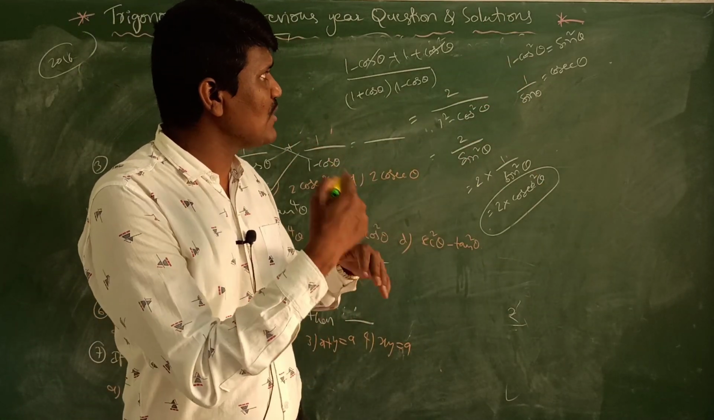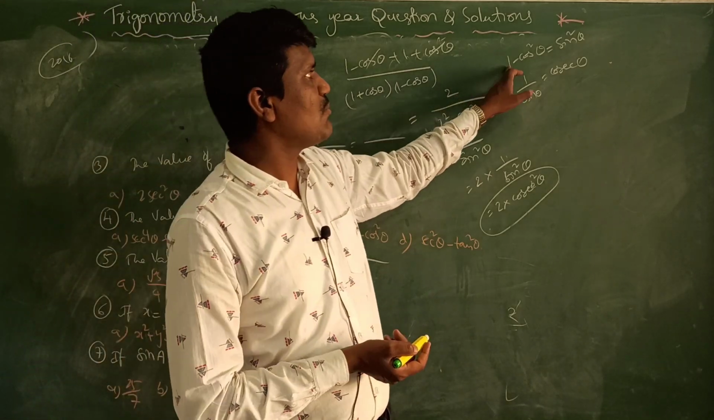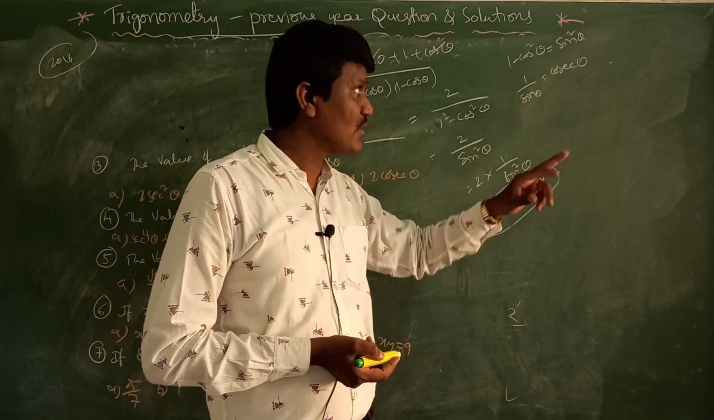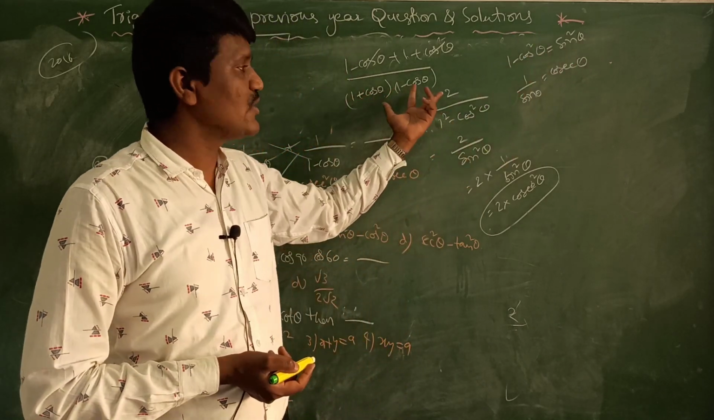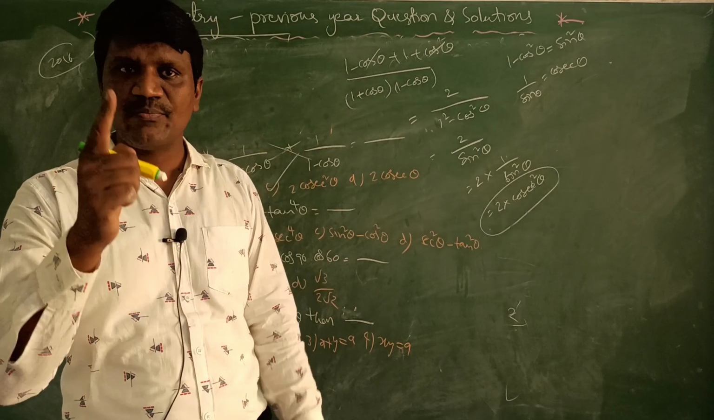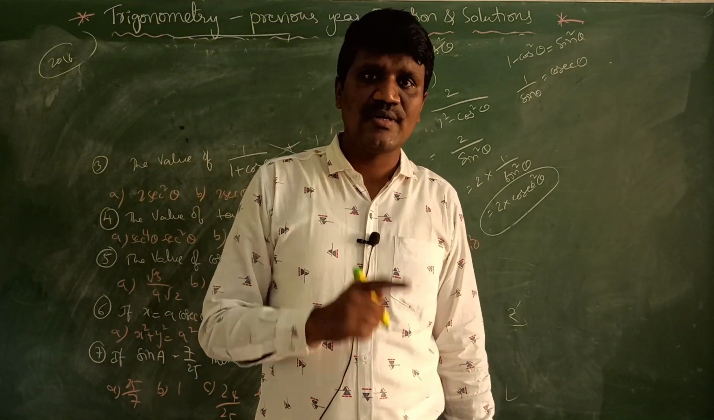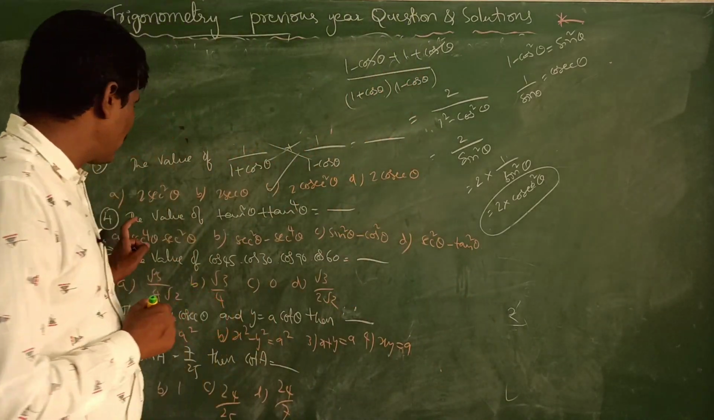So here how many formulas have we used? We have used the formula 1 minus cos square theta is equal to sin square theta. We have used the formula 1 by sin theta is equal to cosec theta. We have used the a plus b into a minus b formula. So you should be very perfect in the formulas, right students? Now next, let us see the fourth problem.